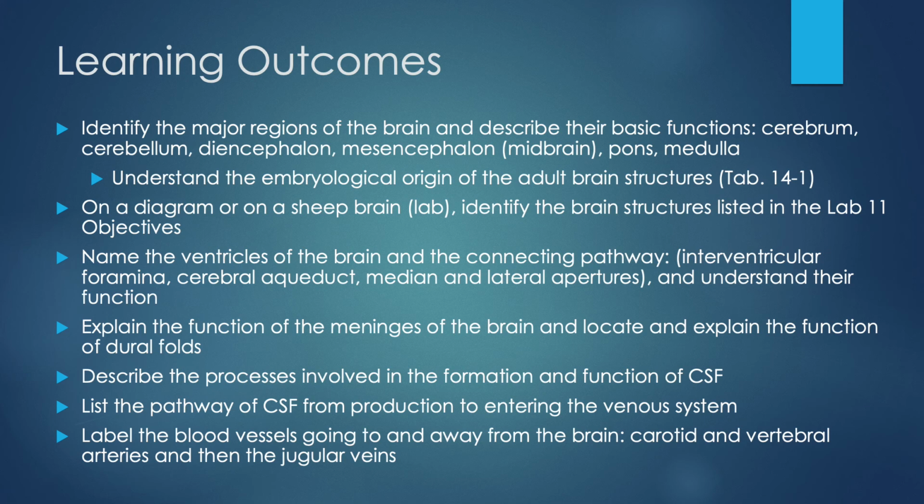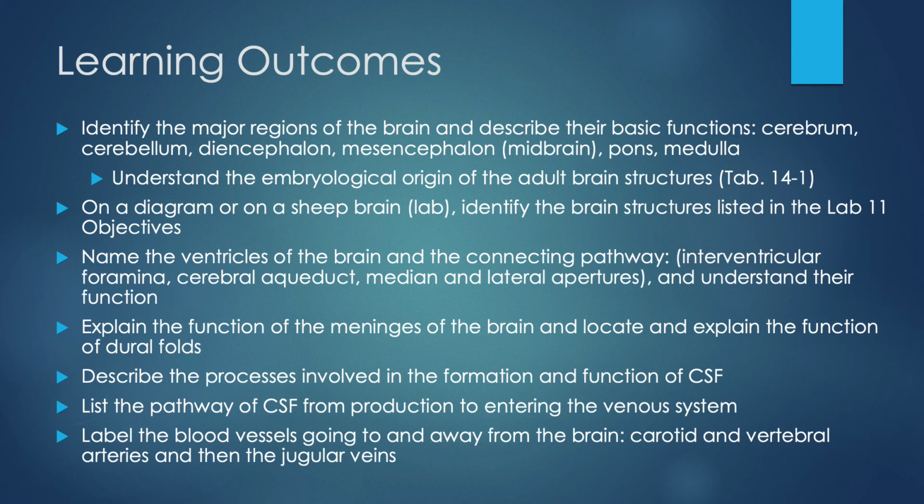Also, on a diagram or on a sheep brain as per lab, to identify the brain structures listed in the Lab 11 objectives. To name the ventricles of the brain and the connecting pathway. This includes the interventricular foramina, the cerebral aqueduct, the median and lateral apertures, and then understand their functions. To explain the function of the meninges of the brain and to locate and explain the function of the dural folds. Describe the processes involved in the formation and function of the cerebrospinal fluid, or CSF. List the pathway of CSF, starting with production and then going into entering the venous system.